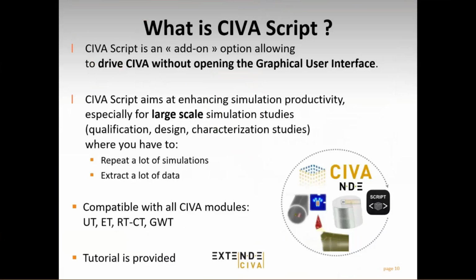But the focus today of my speech will be CIVA Script, and CIVA Script is actually one way to use less the user interface of CIVA, to drive CIVA without opening this graphical user interface. The objective of CIVA Script is to help you to be more productive, to save a lot of time, especially when you run large-scale simulation projects, in order to avoid repeating manual manipulations such as running a lot of simulations together and extracting a lot of data. These two steps can take a lot of time if you have a big project. So scripts are a way to automate the whole process, save a lot of time and be much more efficient.